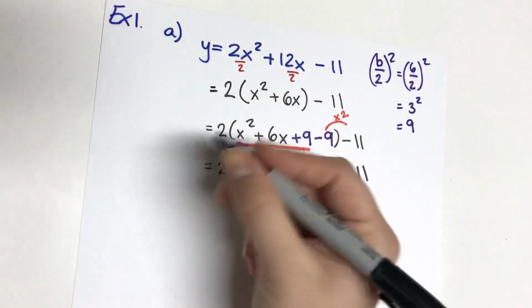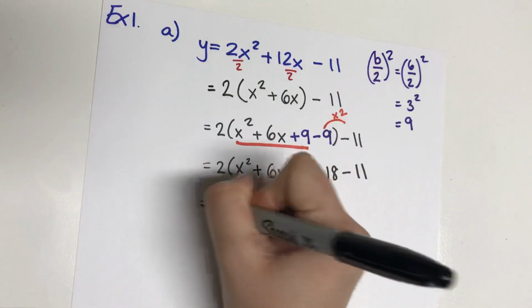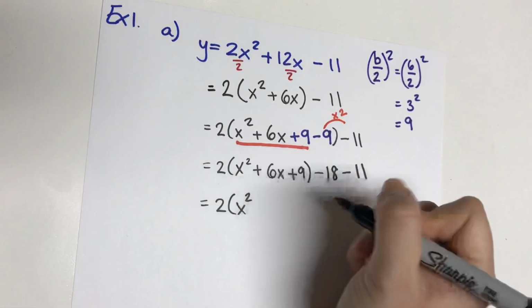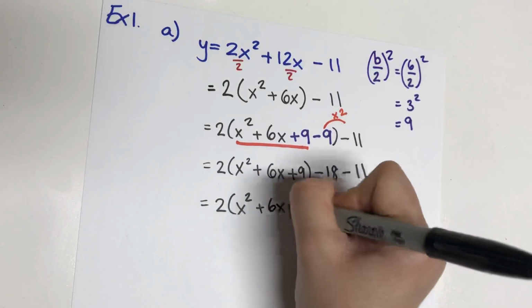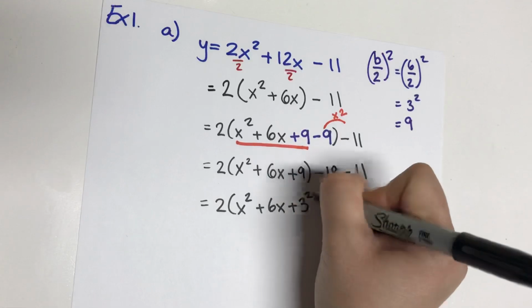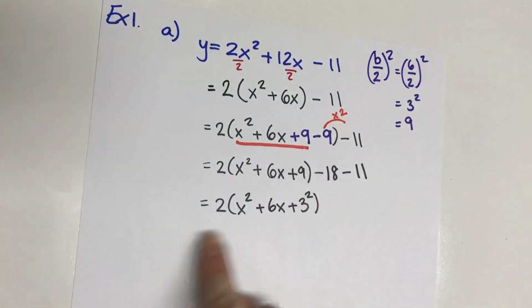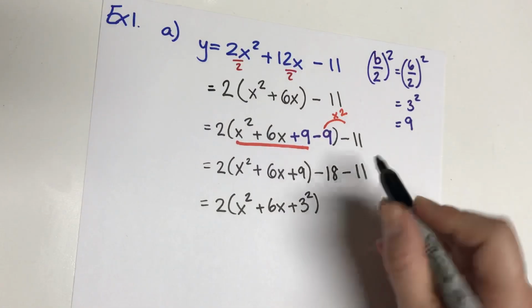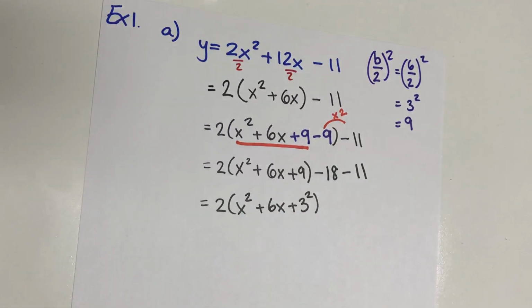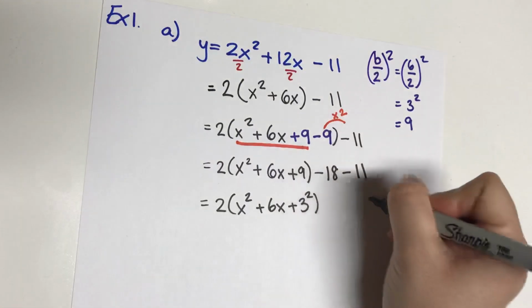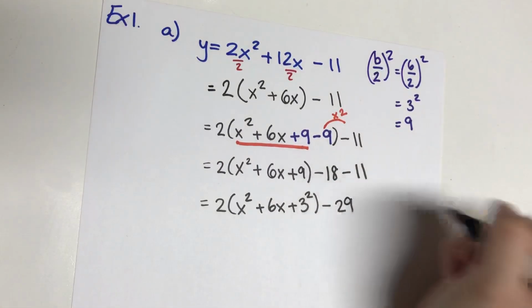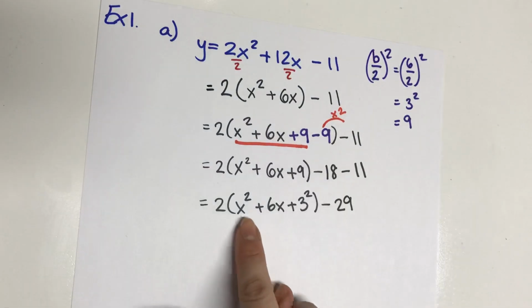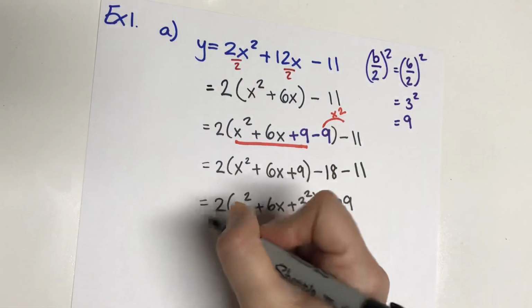So if it helps, I noticed a lot of you last week were writing it like this. 2x squared plus 6x plus 3 squared. If you need that in between step, you can do that, but you don't have to do this every time. And then negative 18 minus 11, they're both negative, which means we're going further into the negative side of the number line. So that's negative 29. And I can factor this as a perfect square trinomial.